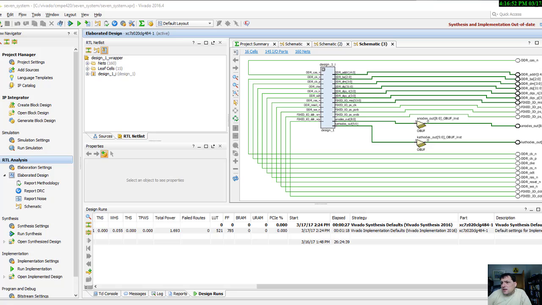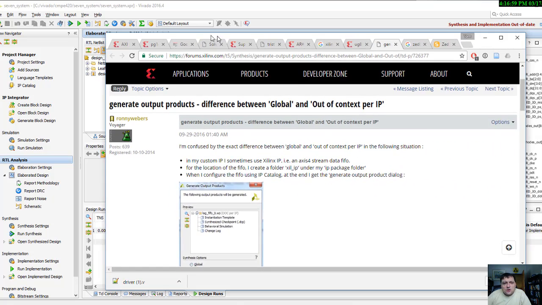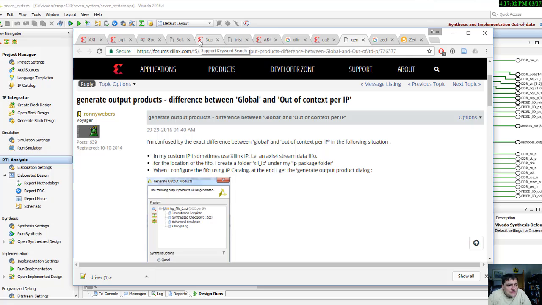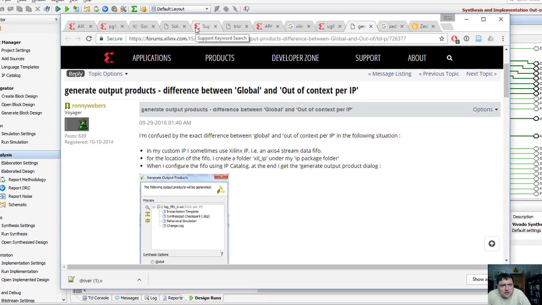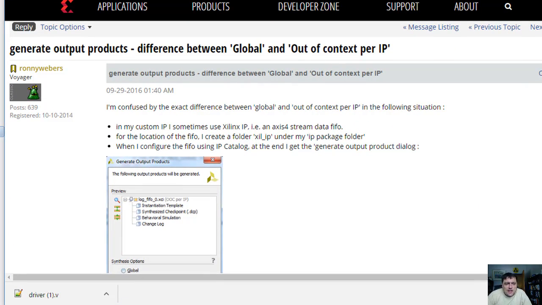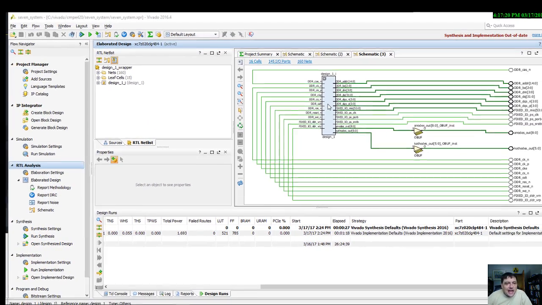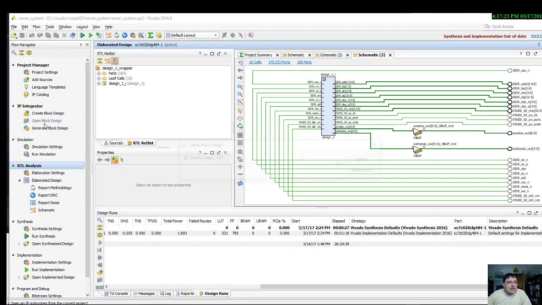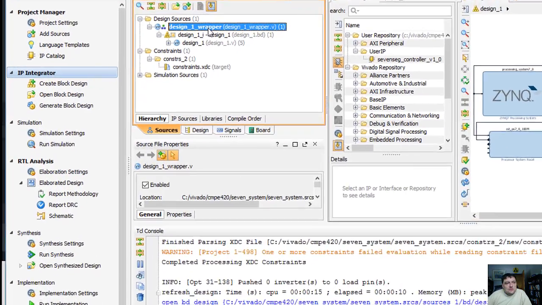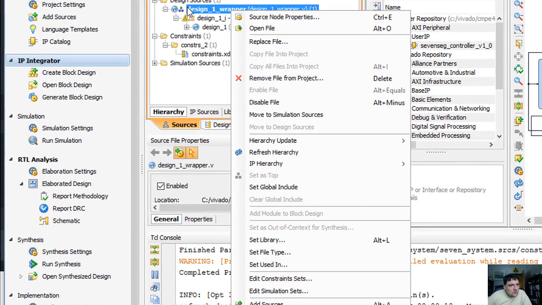So I go around on the internet, I search around, I'm on the Xilinx website, and I finally find an answer record where people are talking about, this is in 2016, people are talking about generating output products as an option that you can kind of randomly click on. And when you do that, it will generate either global or out of context per IP. What the hell does that mean? I don't know.